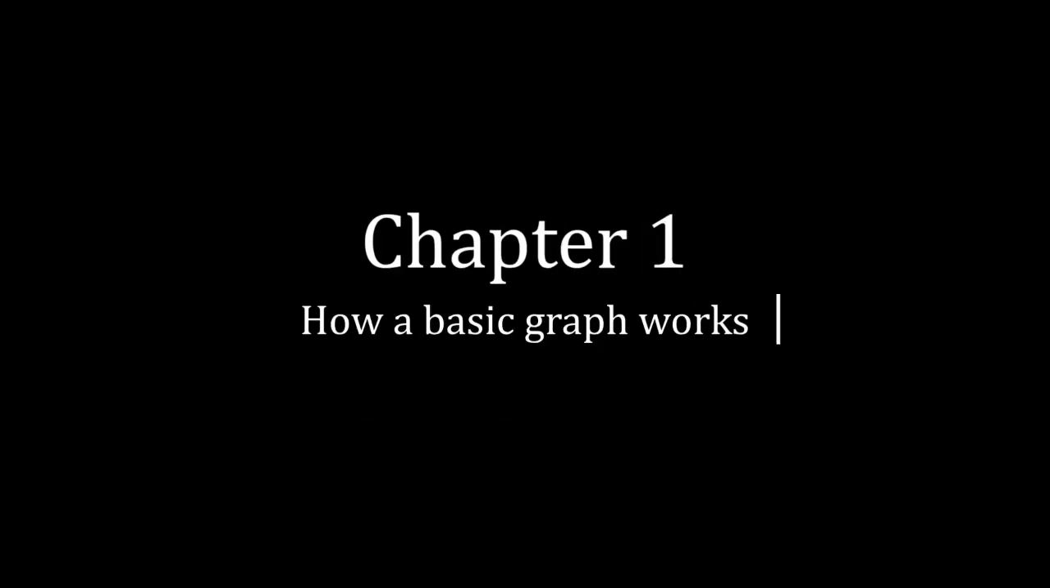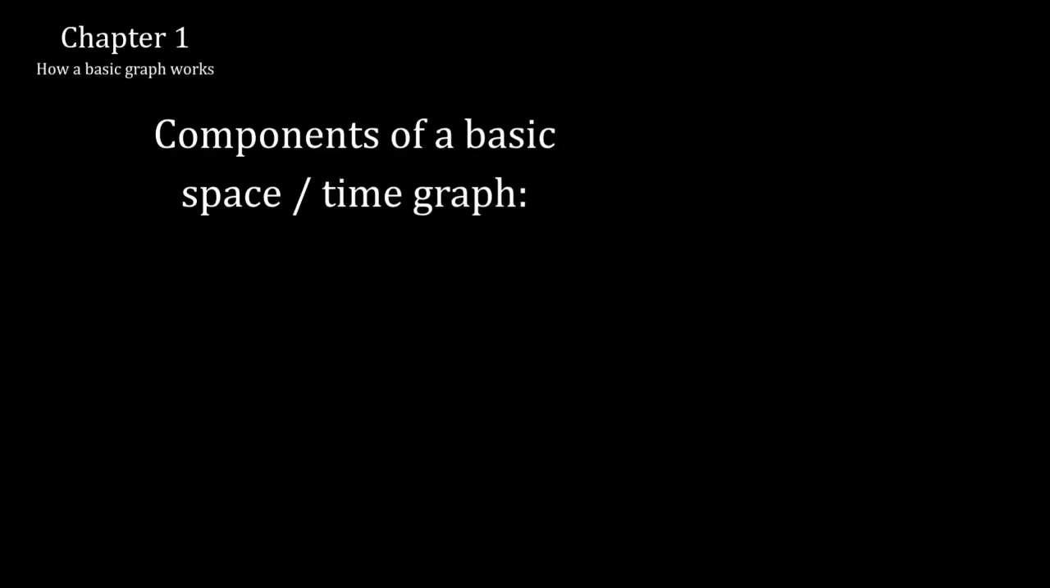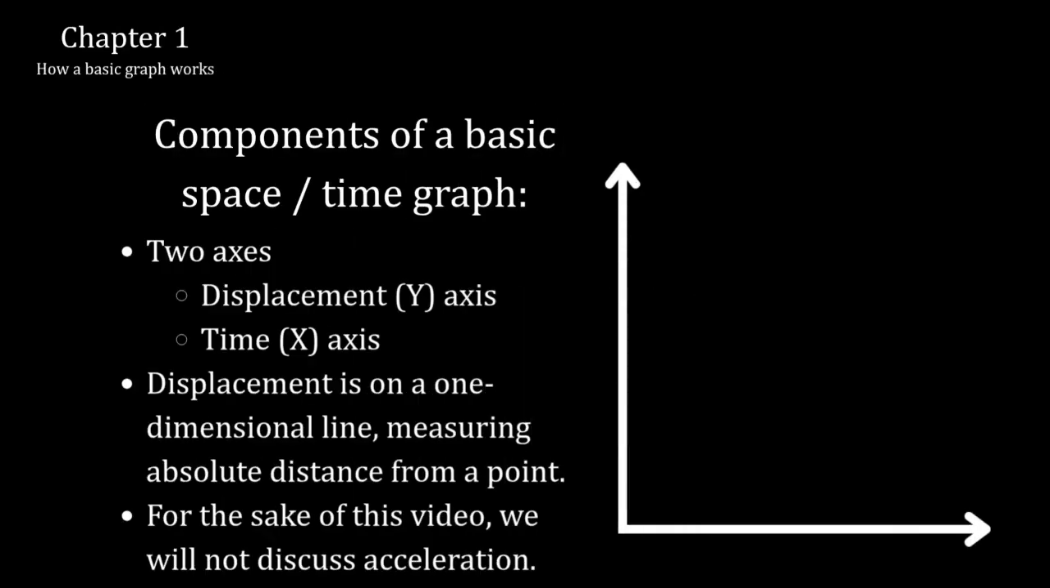Chapter 1. How a basic graph works. A basic graph has two axes, a displacement axis and a time axis. Displacement is on a one-dimensional line and it measures the absolute distance from a point.